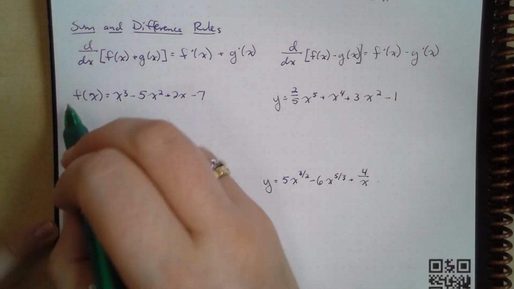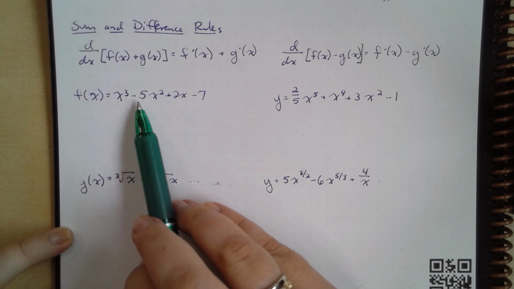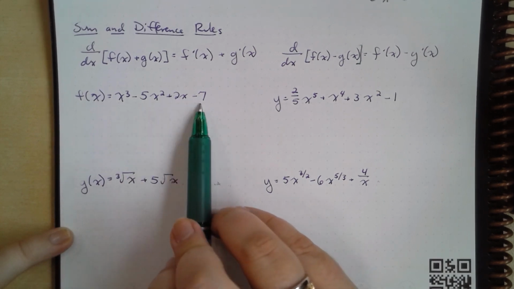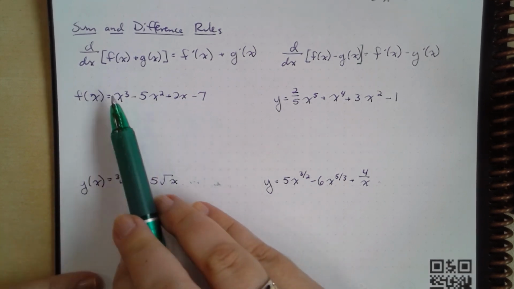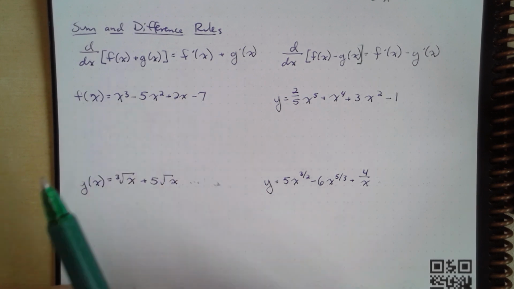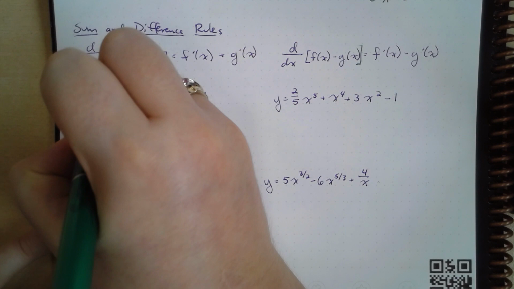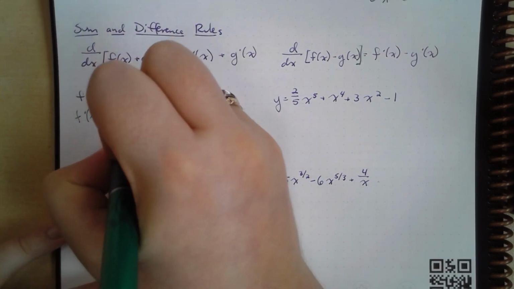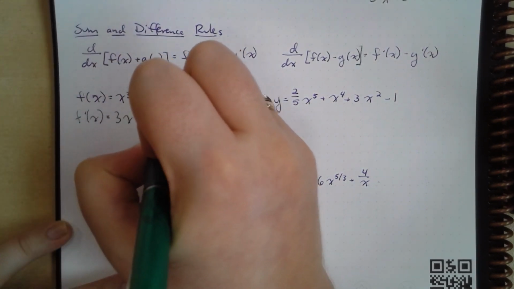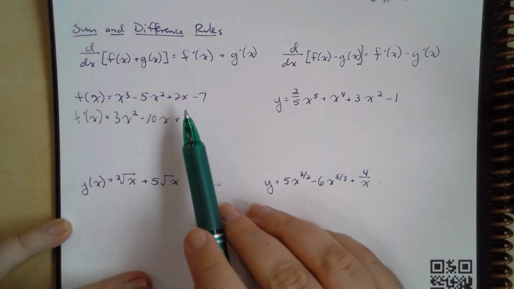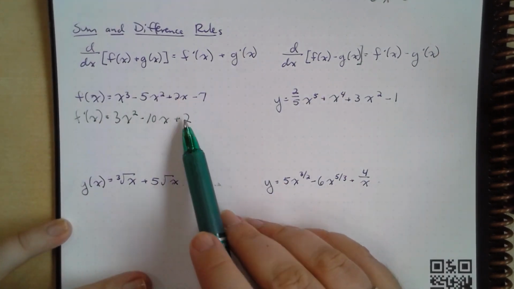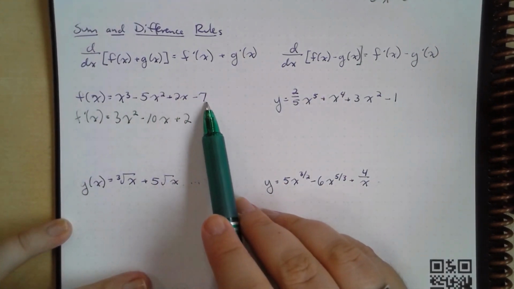So let's find here. We've got f of x equals x cubed minus 5x squared plus 2x minus 7. Basically what this means is you're just going to find the derivative of each of these terms and keep adding and subtracting as you would. So f prime of x is equal to 3x squared minus 10x plus 2. Plus 2 because the derivative of 2x is 2, and then the derivative of 7 is 0, so I don't need to write that 0 in there.